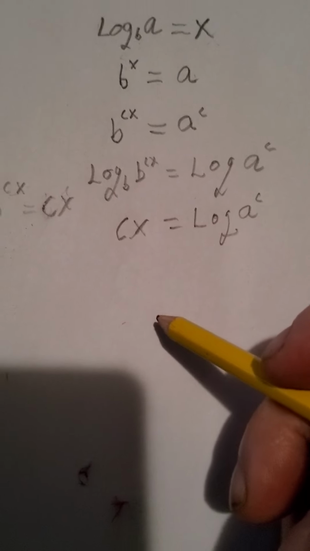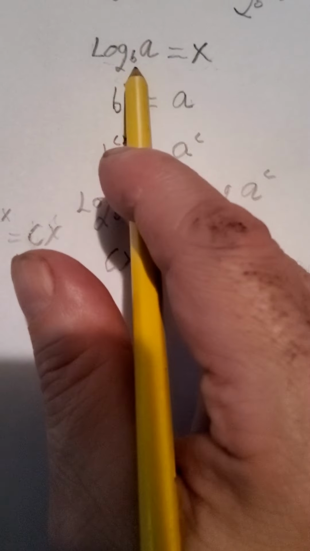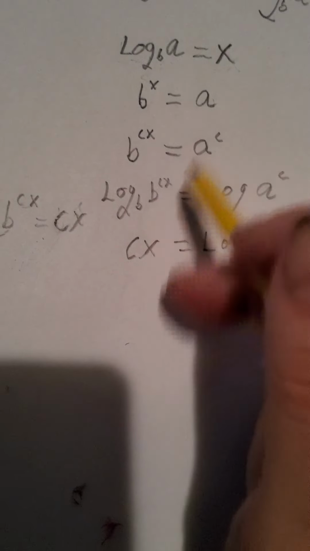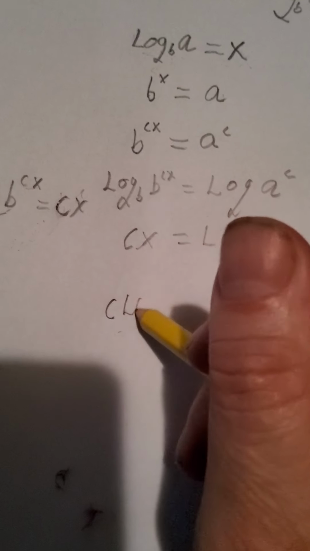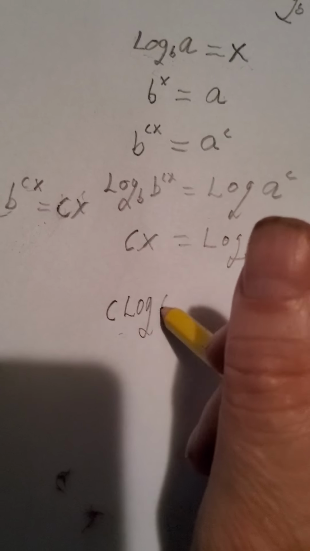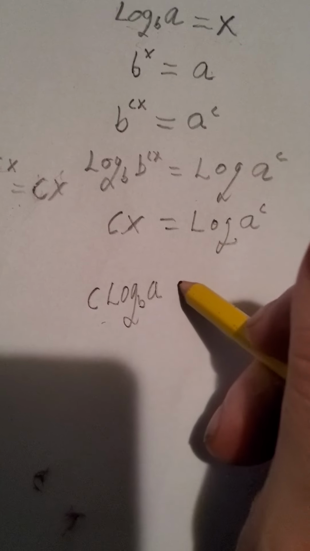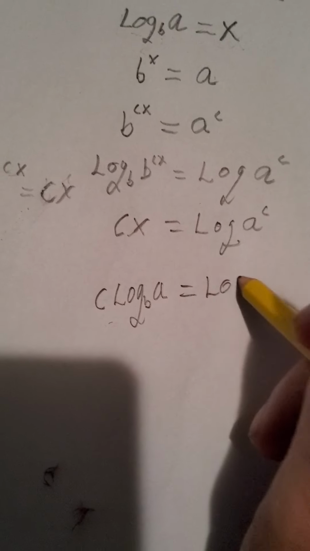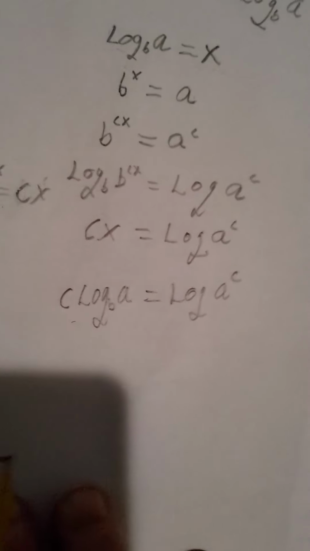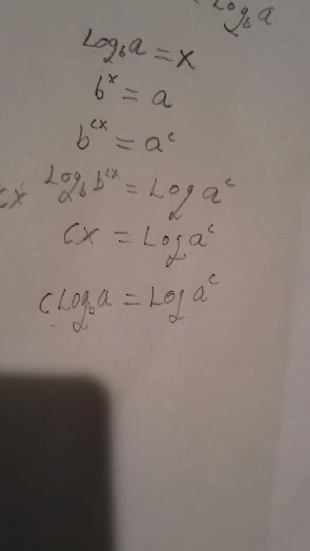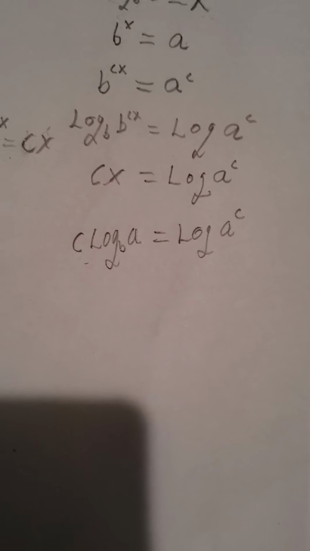But isn't that interesting? Because originally I let x equal log a base b. So I'm going to put that in for my x, and I have c log a base b equals log a to the c. That's what I wanted to prove. So I went back and I looked at it and I said, oh, wow, that's easy.